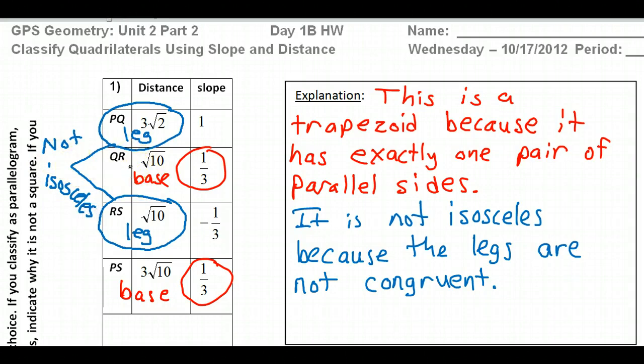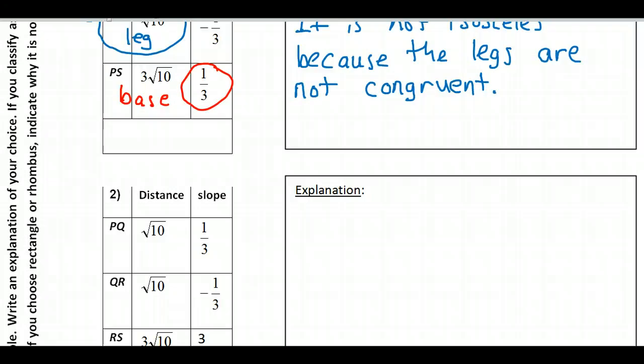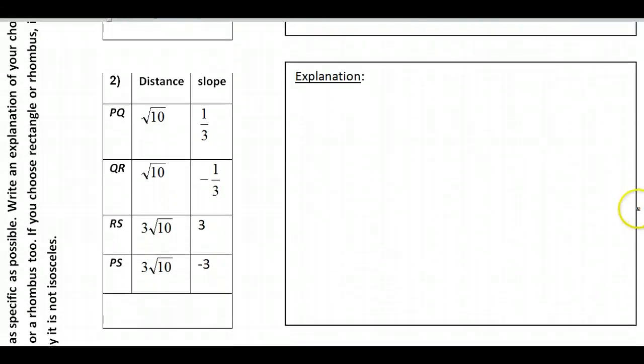Okay? And that'll let me know that you see that it's not isosceles because the legs are not congruent. It's just a shorter way of showing me the information. Okay? Let's go ahead and look at number 2. Okay, looking at number 2.